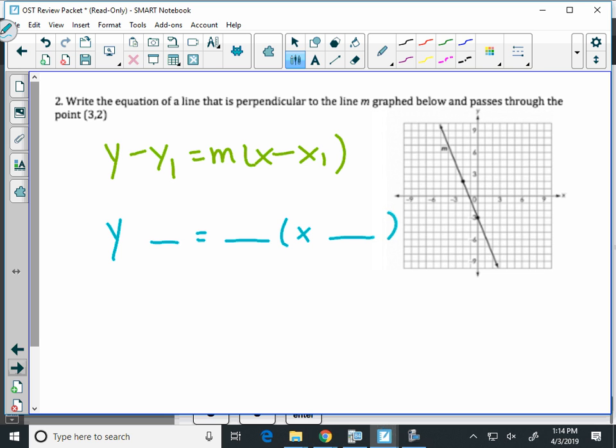When you're writing a line that is perpendicular, we know lines that are perpendicular have opposite reciprocal slopes. So what you have to do is find the slope of the original line by doing rise over run. So we do our rise. We go up 1, 2, 3, 4, 5. We went up 5. When we do our run, we went left 2. Because we went left 2, that means our 2 is going to be negative. So we went up 5, so our 5 is positive.